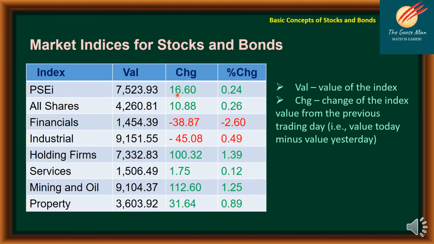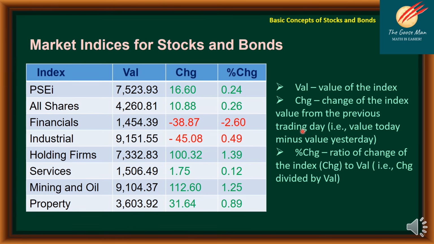If it is green in color, it means there is a positive change. And the percent change is the ratio of the change of the index to the value. So we have a 0.24% change. However, if we look at the financials, we have the value of 1,454.39. So there is a decrease of 38.87, which means a decrease of 2.6%.